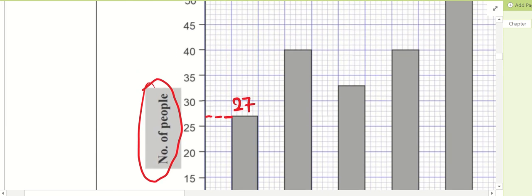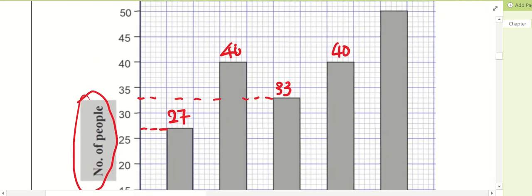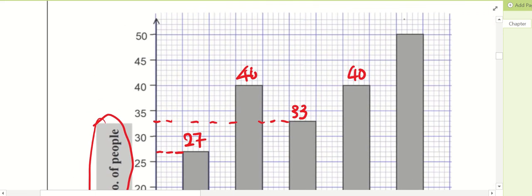For brand B, it's 40. For brand C, I'm going to continue drawing the line here. All right, so that's 33. Okay, brand D is 40 as well, and E, being the most popular, quite clear, is 50. All right, use a ruler to help you. Don't be afraid to pull out your ruler to help you.